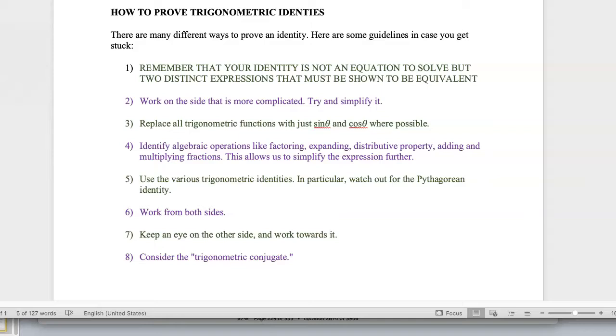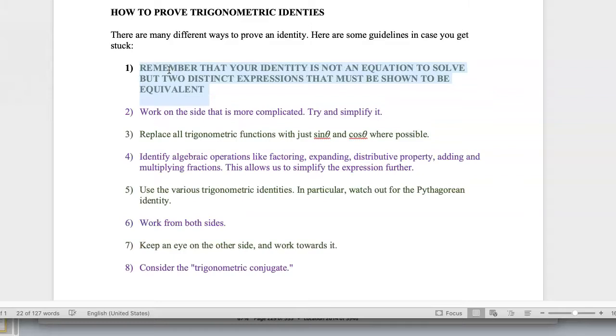There are many ways to prove an identity. Here are some guidelines. Now, the number one thing I want you to pay attention to is that the identity you are trying to prove is not an equation to solve, but two distinct expressions that must be shown to be equivalent. This is extremely important, and one of the biggest mistakes I've seen students making is that they keep rewriting the identity as though it's an equation, and then they try to manipulate that seeming equation using the principles of equation solving. That's not what we're doing here.